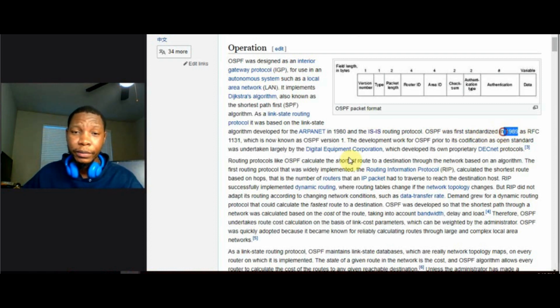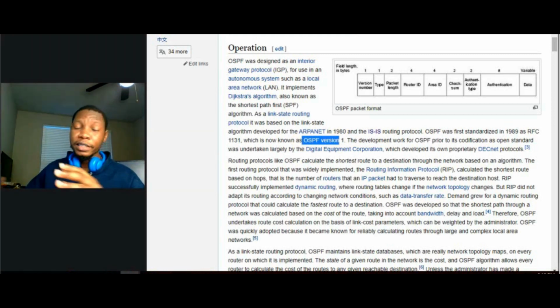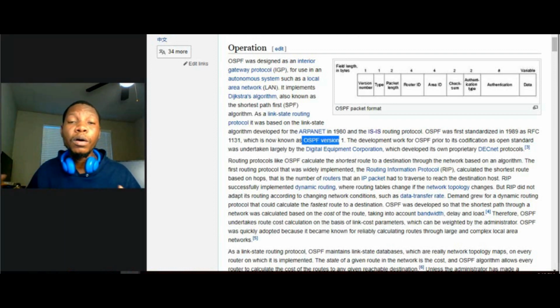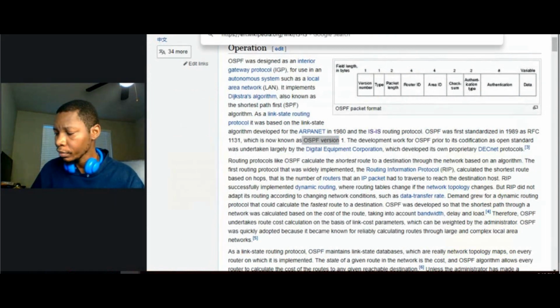Wow, that's a long time ago. And that was OSPF version 1. So that's the origin of OSPF. It has long since gone through a lot of enhancements. We even have OSPF version 3 that carries IPv6 and IPv4 addresses right now. So OSPF has gone a long way, and it's very popular.